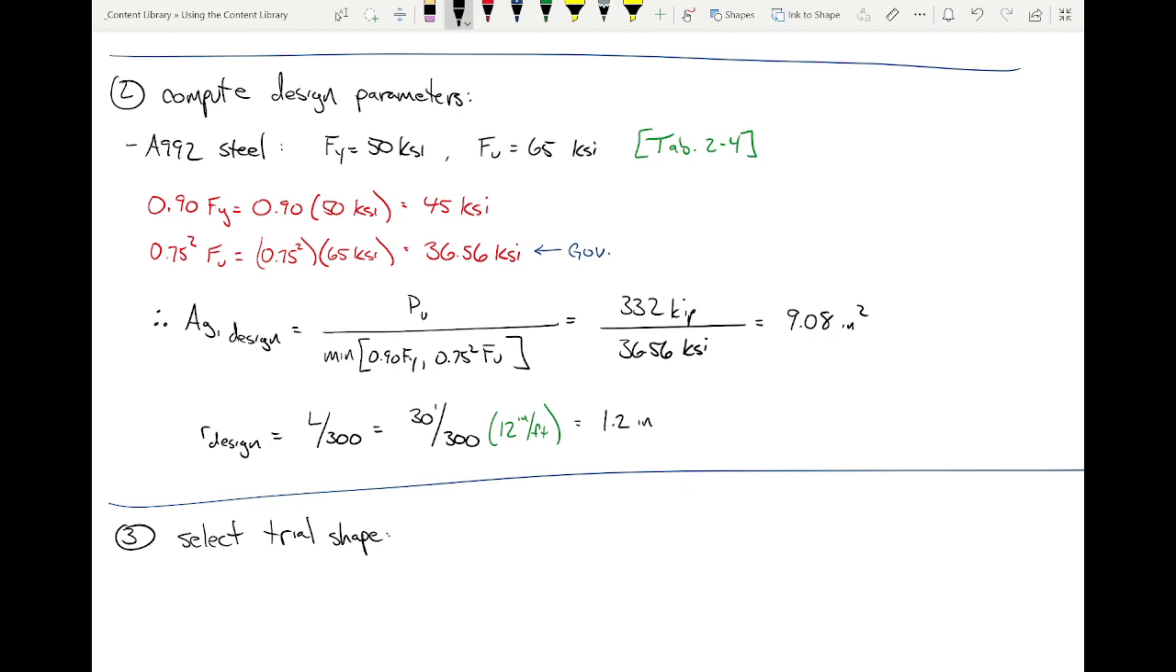Now, we need to select a trial shape. Let's see. There are 3 constraints that I know of. First, second, we'll say r min must be greater than or equal to 1.2 inches. What's the third constraint? It has to be a W12, right?